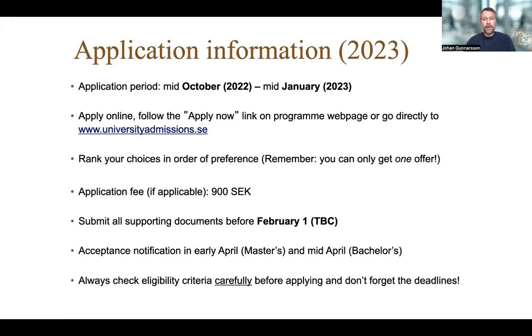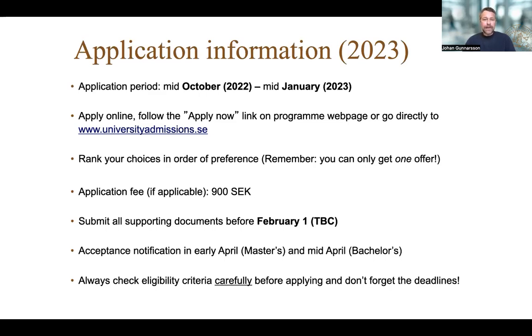There is an application fee of 900 Swedish krona for fee liable students. If you're non-EU, EEA, you're most likely fee liable, and then you would have to pay the application fee to university admissions in Sweden. And we don't have application fee waivers. All students who must pay the application fee would have to do so.